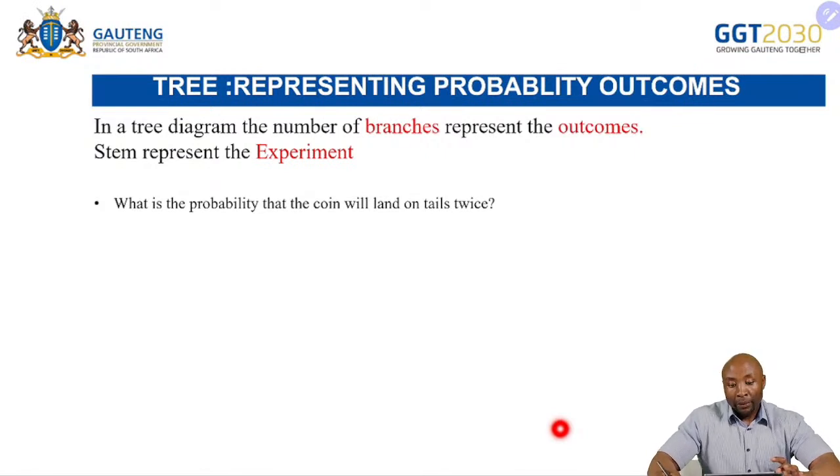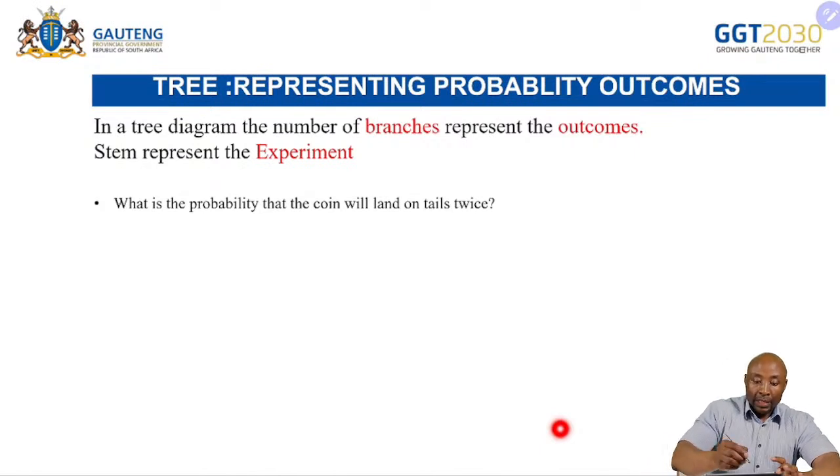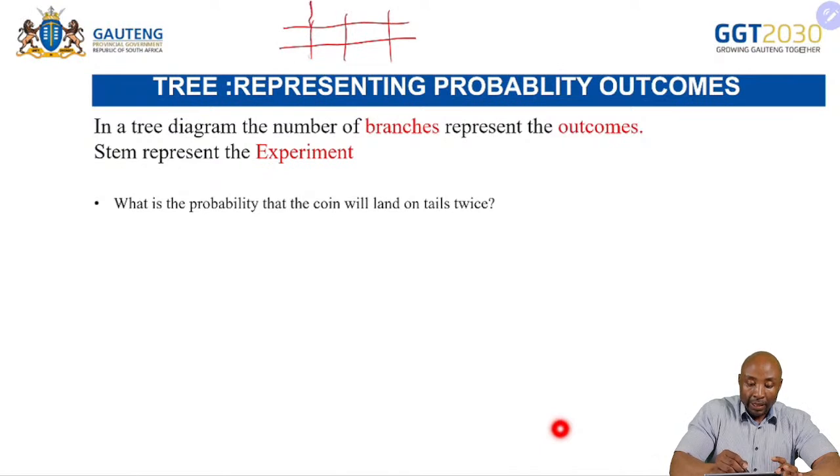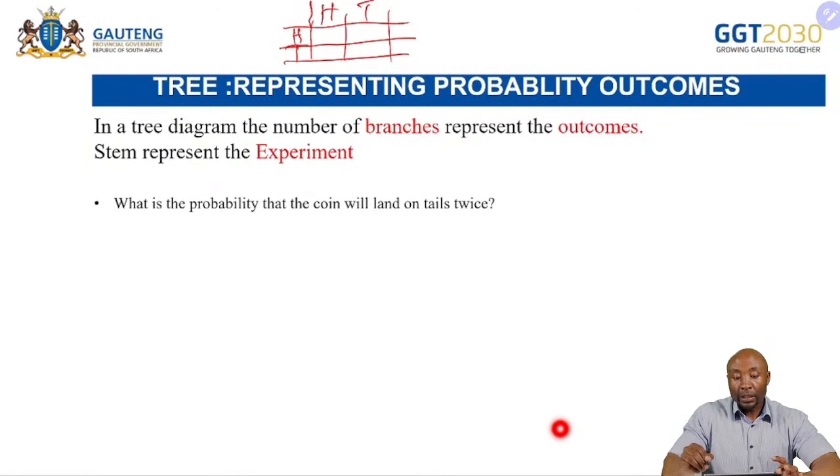Remember, when I was using a table, you saw that my rows and columns were representing the outcomes that I can get. So using the table before, I had 2 columns as well as 2 rows because I had head and tails. I can still have head and tails like that. So each row and each column represent the number of outcomes. In a tree, the branches represent our outcomes and the stem will represent the process that we are going to be doing.